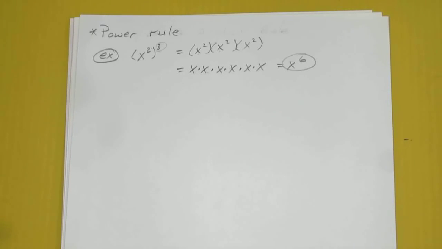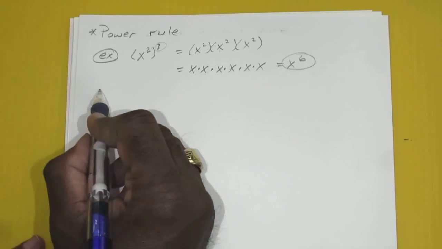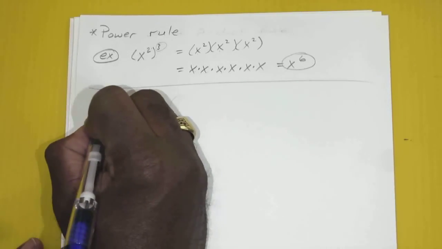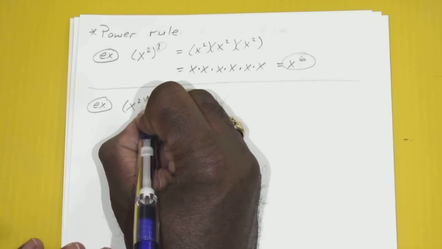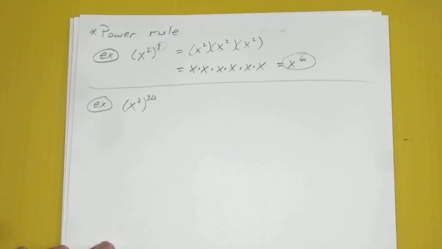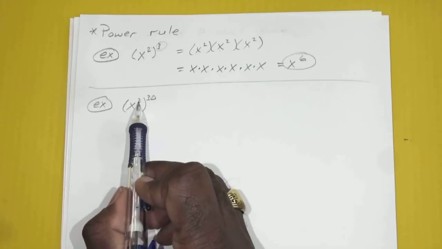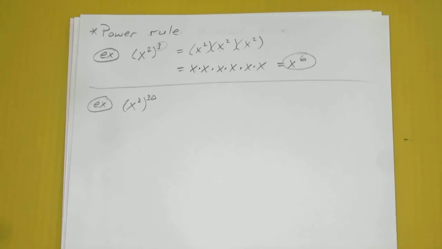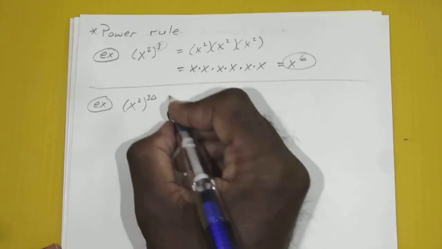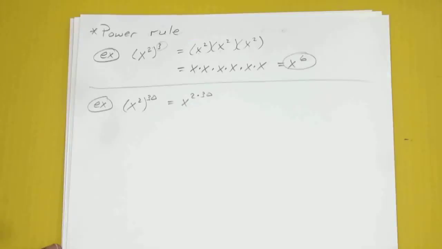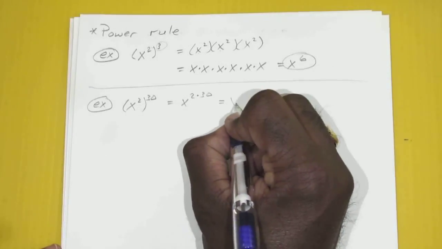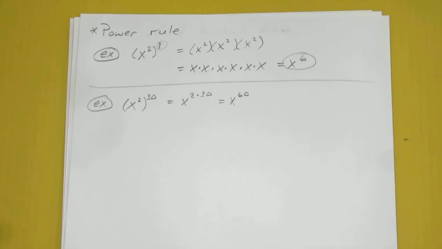Okay. So that works out for a smaller number, but what if you had x squared to the 30th power? Yes, just multiply the two. You just multiply your exponents, because here you don't want to write out x squared 30 times and then break it down more and more. So you say x to the 2 times 30, which is x to the 60th power.